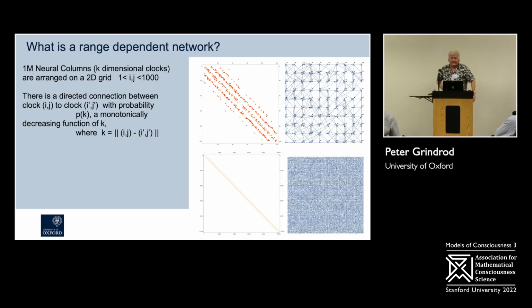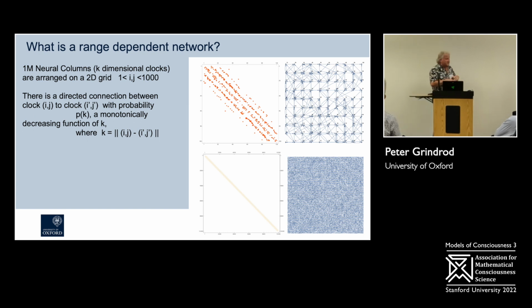What's a range-dependent network? We've got the carpet, remember, with all these cortical columns on it, and we want cortical columns to be quite related to columns close to them. So some neuron in column ij will be related to some neuron in column i prime, j prime, with a probability, and that probability depends on the distance between ij and i prime, j prime. So it'll be a monotonically decreasing function of k, which is called the range.